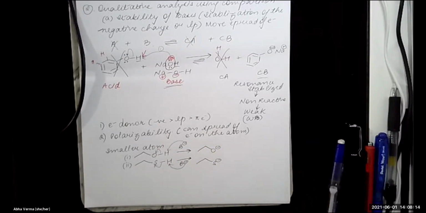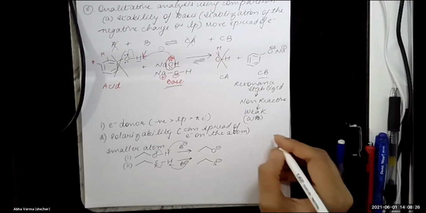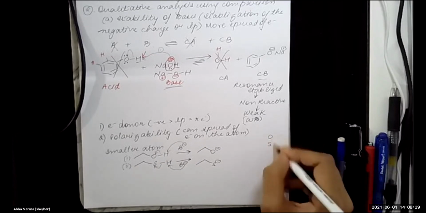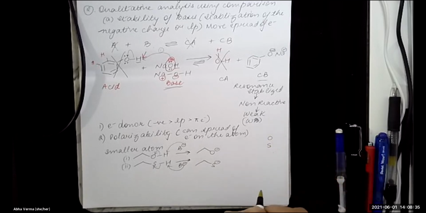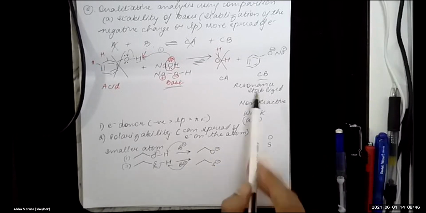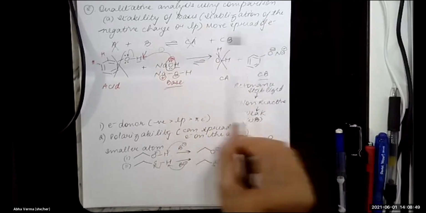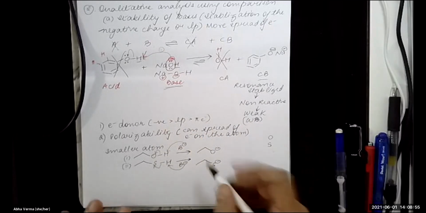Among oxygen and sulfur, if you look in the periodic table, I wish I had my periodic table on me. But if you look in the periodic table, oxygen and sulfur, they are in the same column. Who is smaller? Oxygen. Sulfur is larger. Who can see or accommodate the spread of electrons better on it? The larger atom. And we just saw whoever can spread the electrons better will be the more stable.